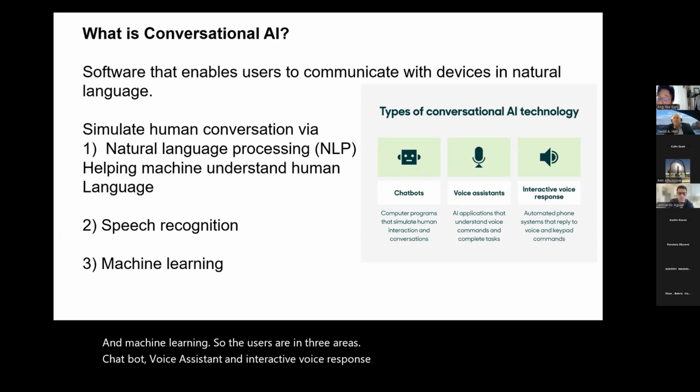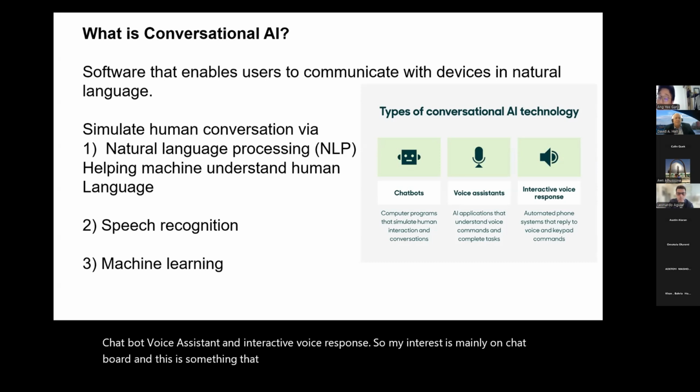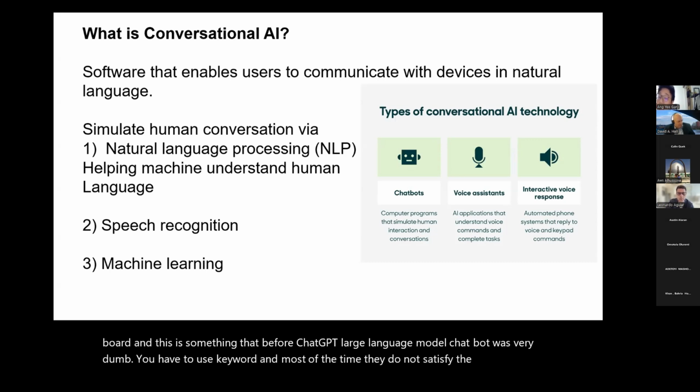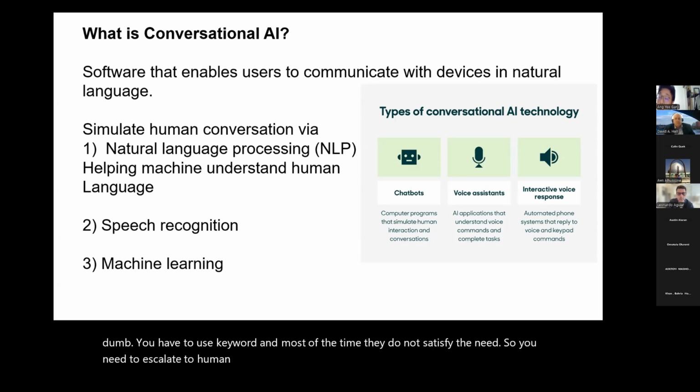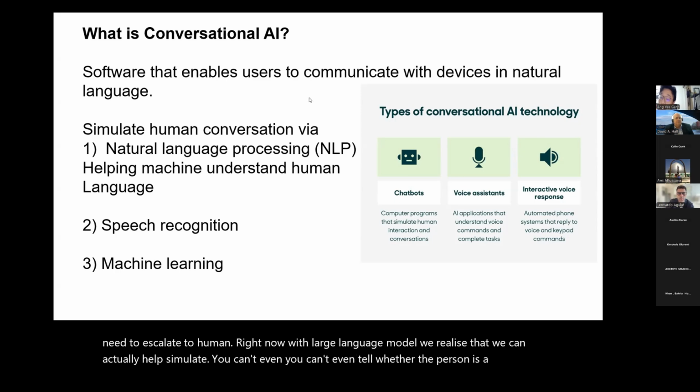My interest is mainly in chatbots, and before ChatGPT and large language models, chatbots were very dumb. You had to use keywords, and most of the time they did not satisfy the need, so you needed to escalate to a human. Right now, with large language models, we realize that we can actually simulate conversation. You can't even tell whether the person is a human or a chatbot.